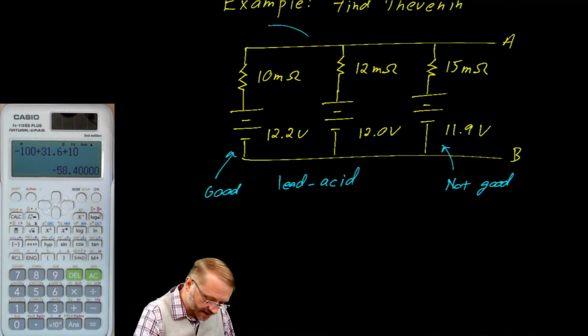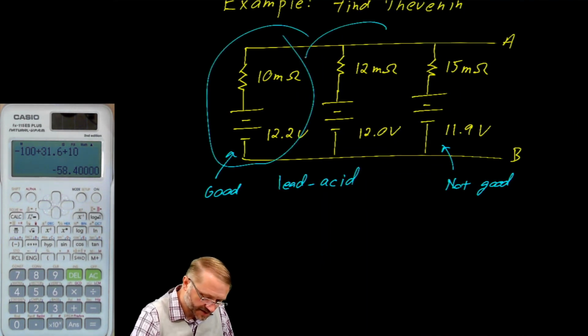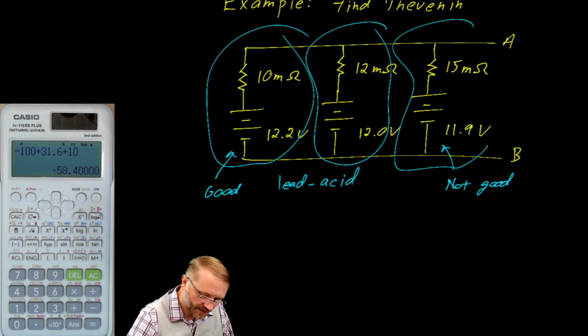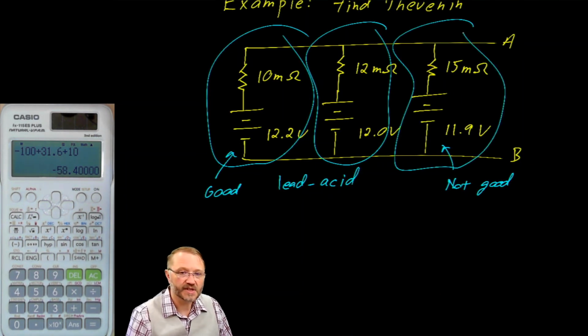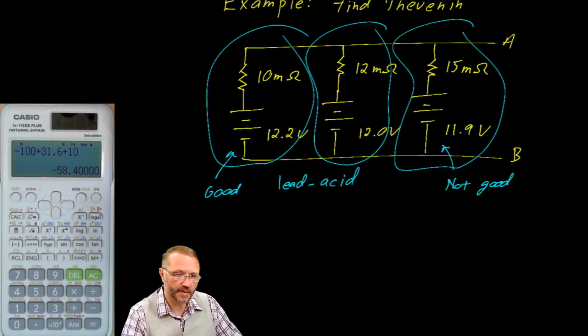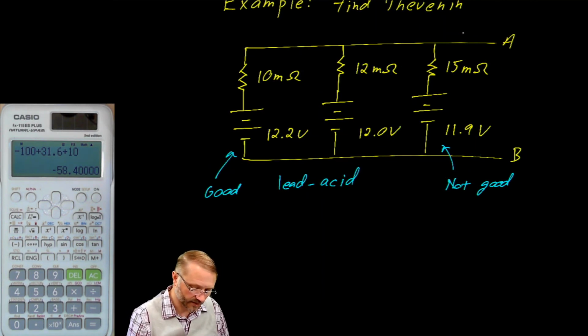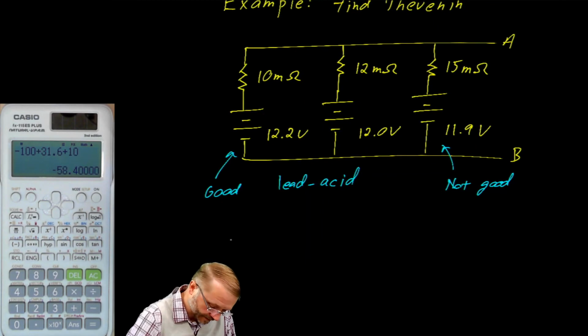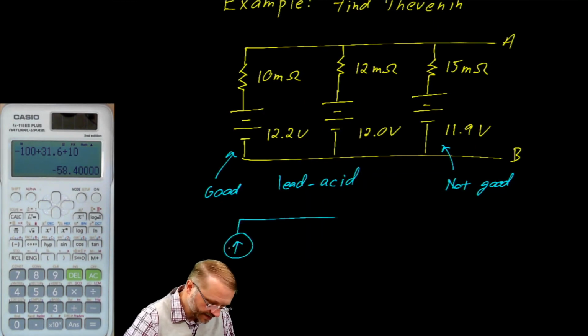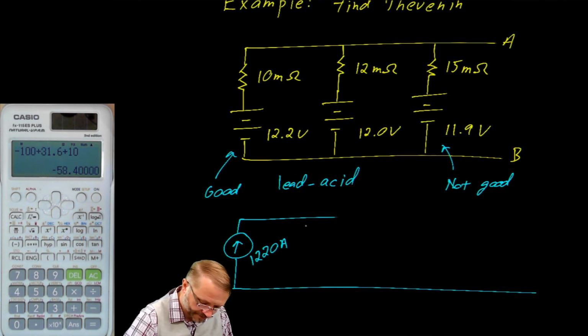The easiest way to solve this problem is to recognize that that's a Thévenin circuit, that's a Thévenin circuit, and that's a Thévenin circuit. If we were to take each of those Thévenins and convert them into Norton, we would find that everything is in parallel with everything. So this first one yields a current of 1,220 amps. And our resistance is here at 10 milliohms.